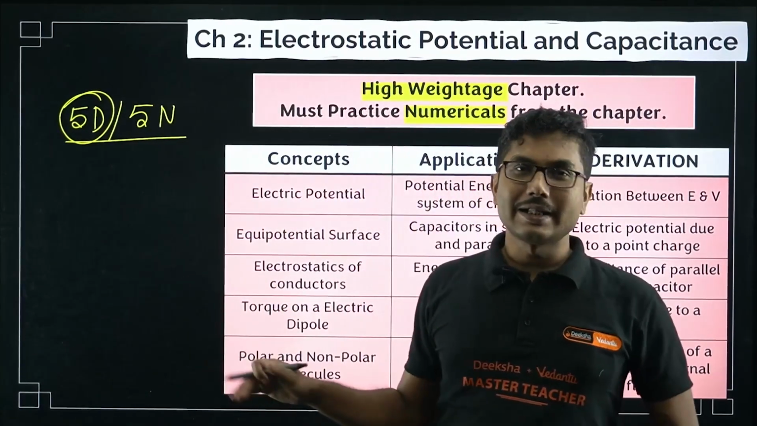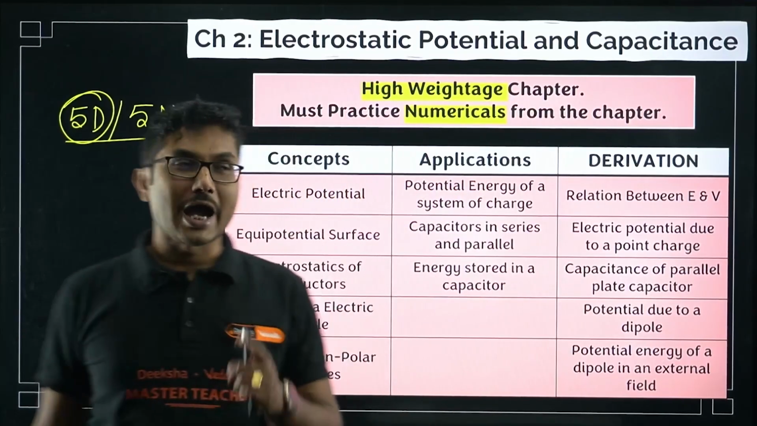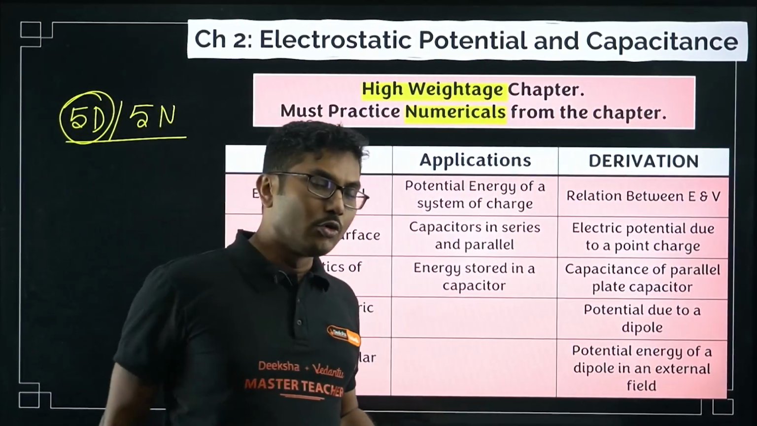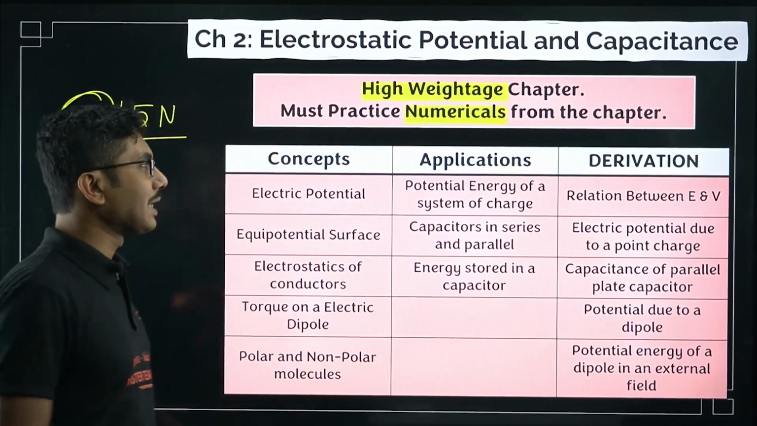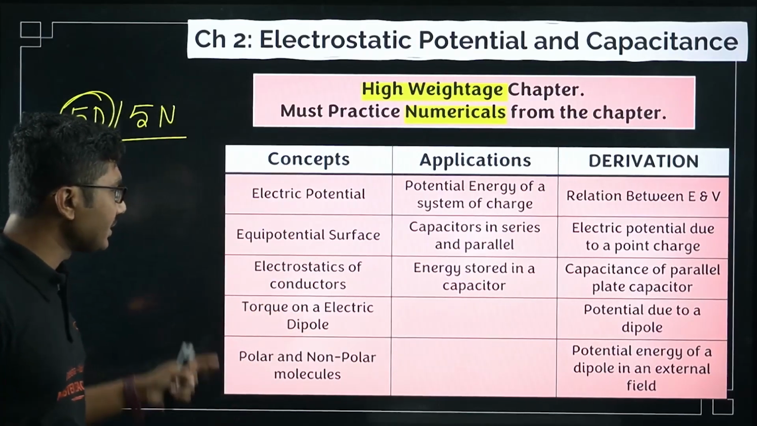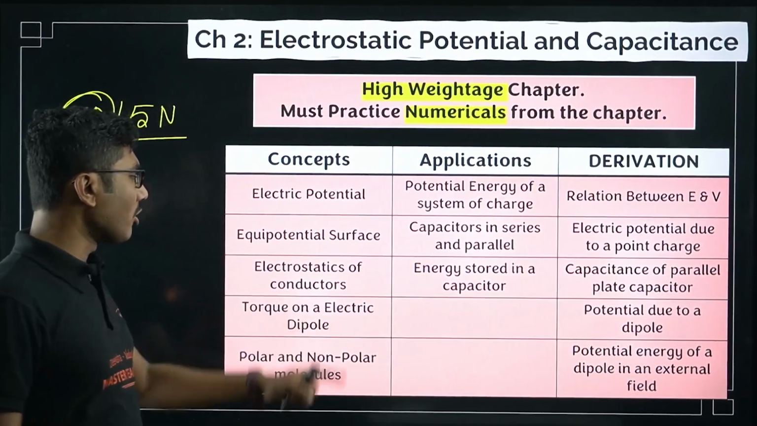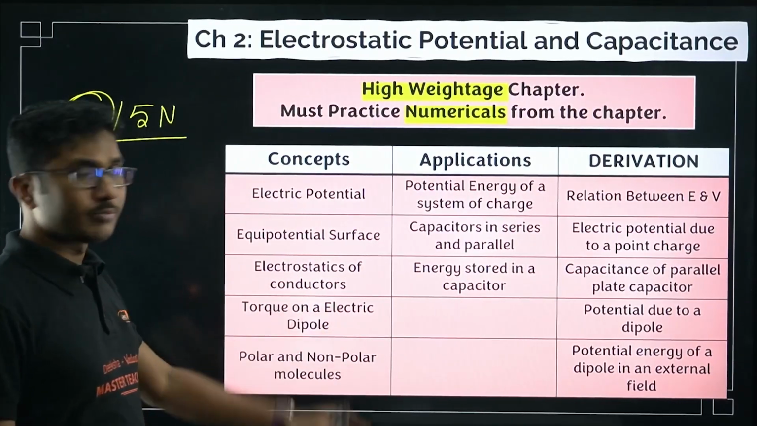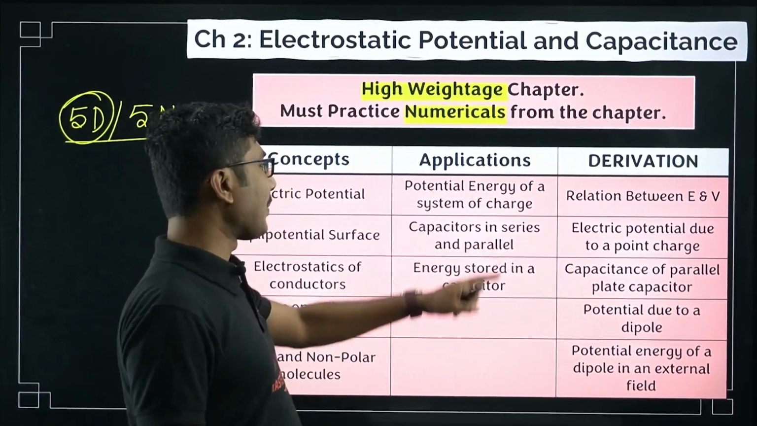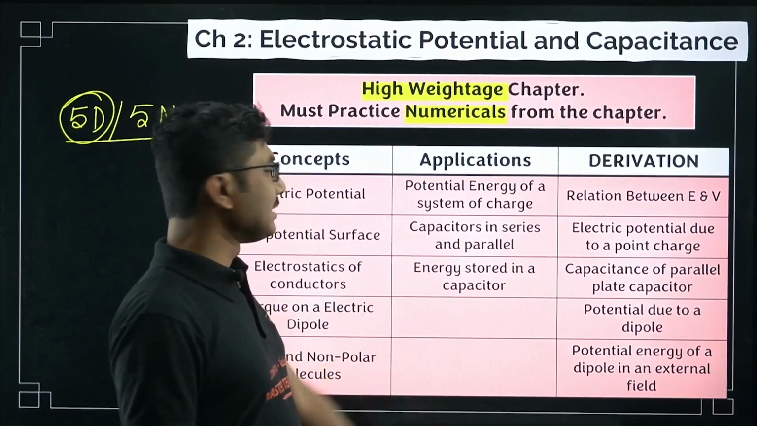but there is no guarantee. I cannot guarantee that. Both chapters are important. This is also a high weighted chapter. 10 to 11 marks is given across all three blueprints. So very high weighted chapter and you cannot skip it. So important concepts: electric potential, equipotential surface, electrostatics of conductors, torque on an electric dipole, polar and non-polar molecules, applications, potential energy of a system of charges, capacitance in series and parallel, energy stored in a capacitor.